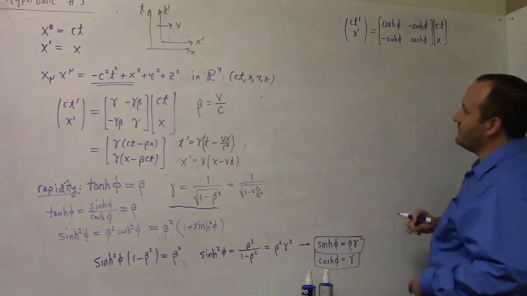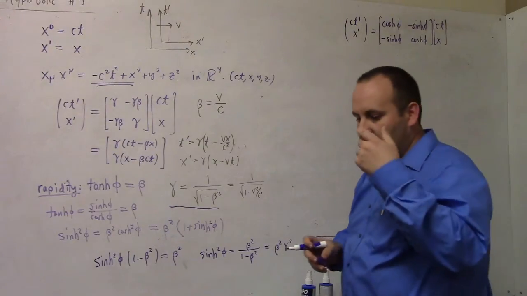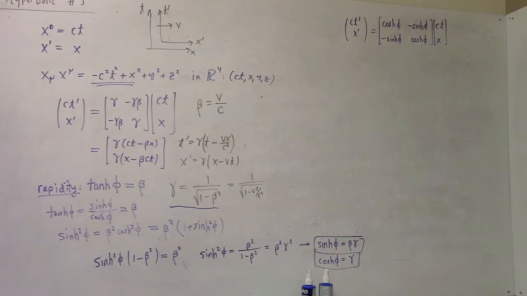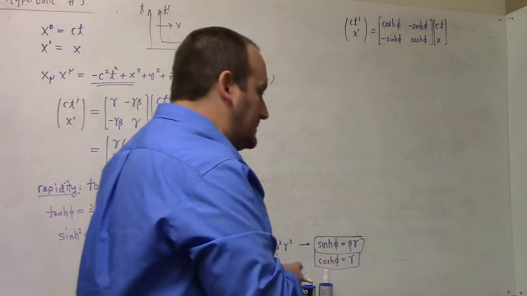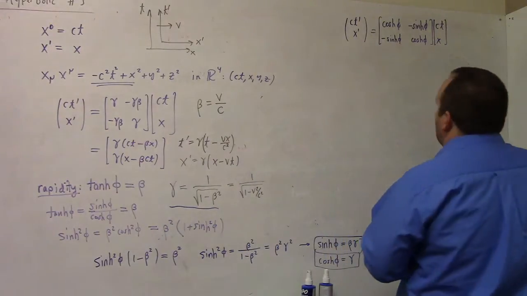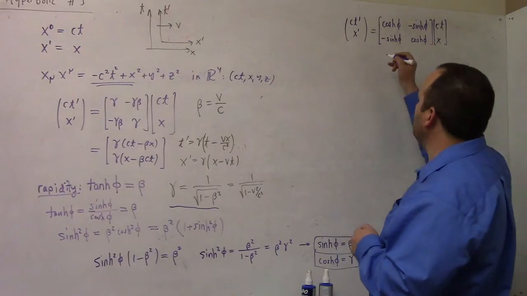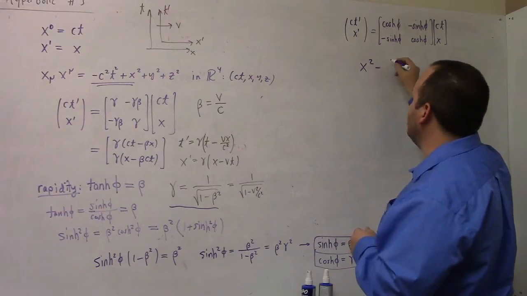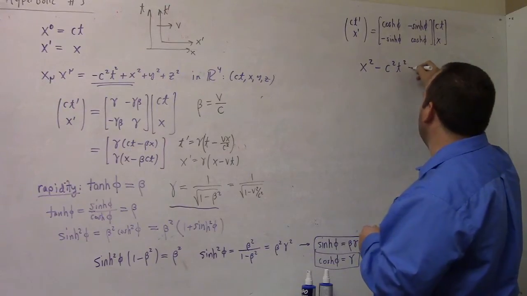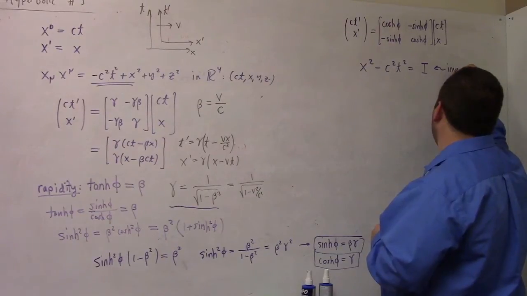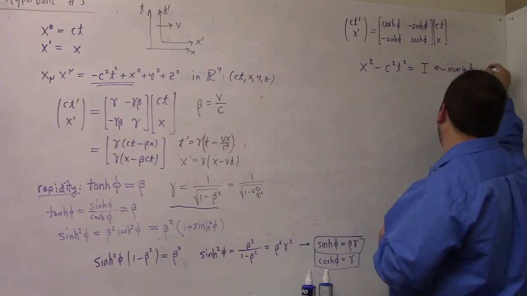Not entirely though. My point is, the coordinate transformations in special relativity involve transformations by hyperbolic angle. Rapidity is the hyperbolic angle. So you see, when you look at something like x squared minus c squared t squared equal to some particular constant, this is the invariant interval, right?